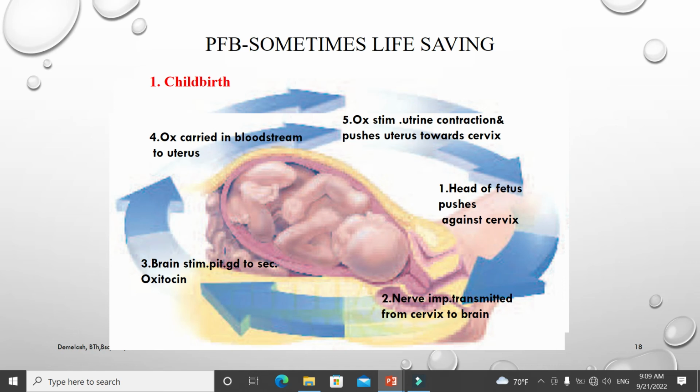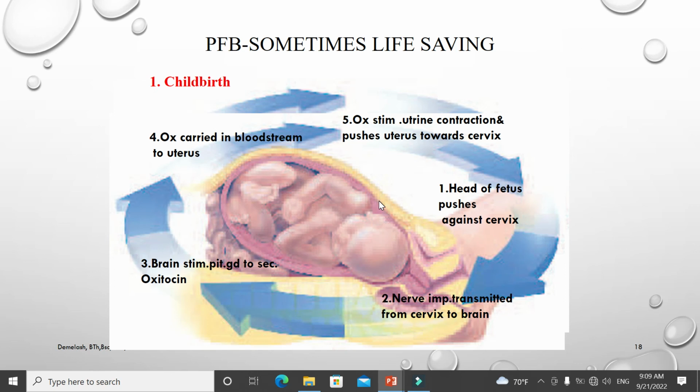So let's take one positive feedback example, which is life-saving. Sometimes life-saving activities are positive feedback systems. In childbirth or parturition, what will happen? First, the head of the fetus will push against the cervix. So this is done repetitively. A nerve impulse is transmitted from the cervix to the brain by this mechanical compression. So the brain stimulates the pituitary gland to secrete oxytocin. Then oxytocin is carried in the bloodstream to the uterus. Then oxytocin again stimulates uterine contraction and pushes the fetus towards the cervix. In such a way, finally the baby will be delivered.